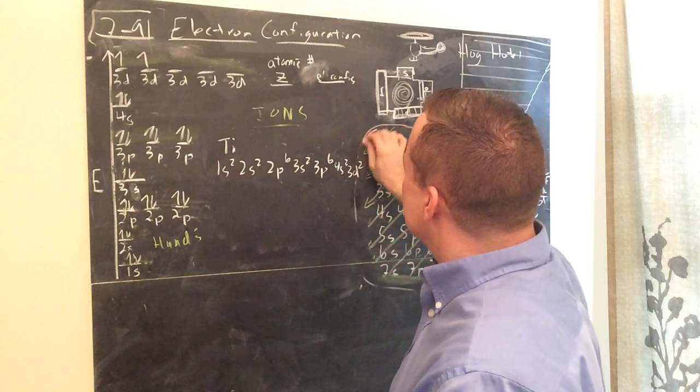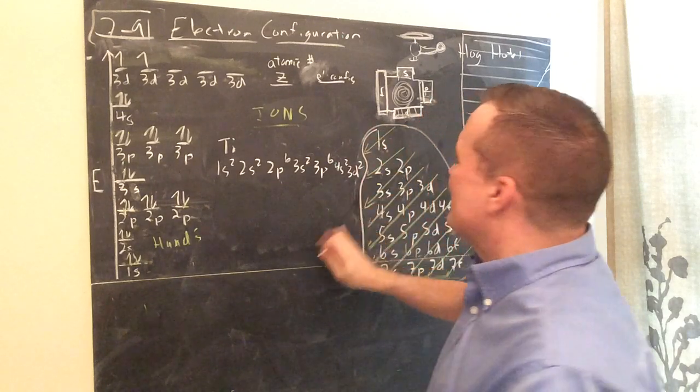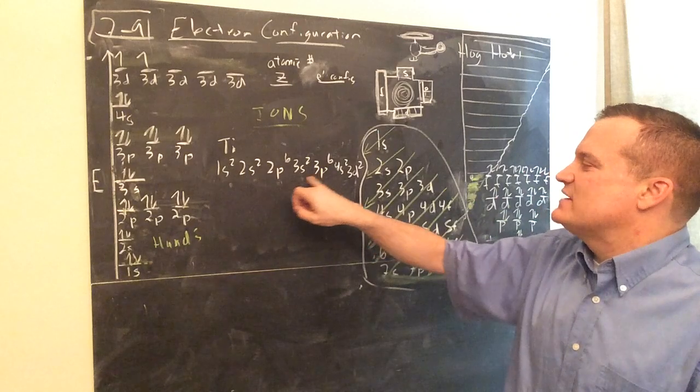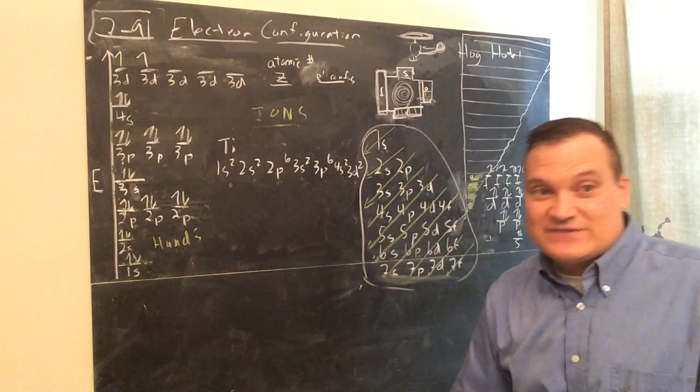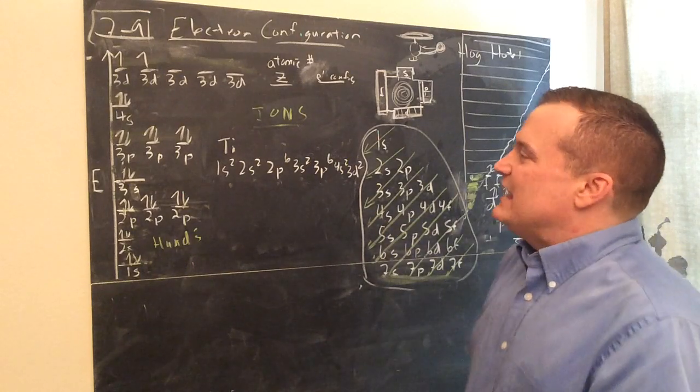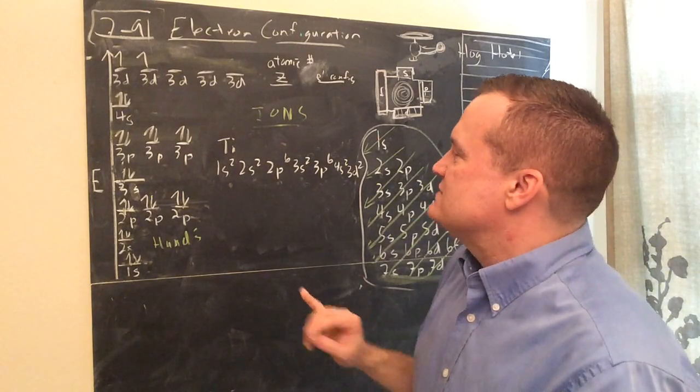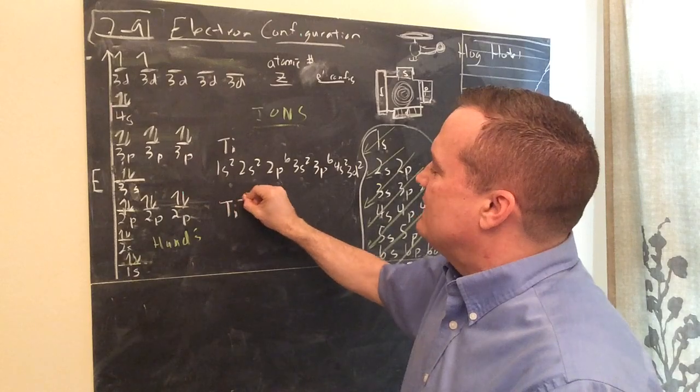Wow, I'm going to run into my little chart here. Soon this chart's going to go away. 1s2, 2s2, 2p6, 3s2, 3p6, 4s2, 3d2. This is the electron configuration of titanium. Now, if I lose 2 electrons, let's just say I want to turn this into titanium plus 2.